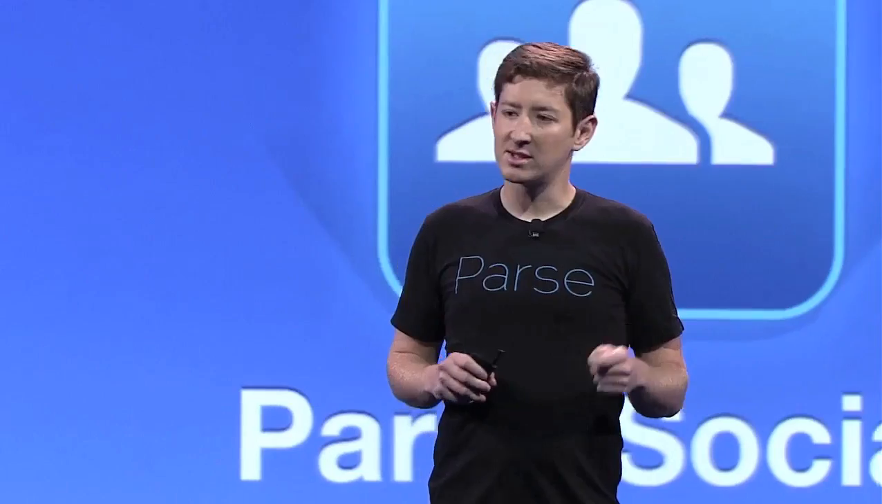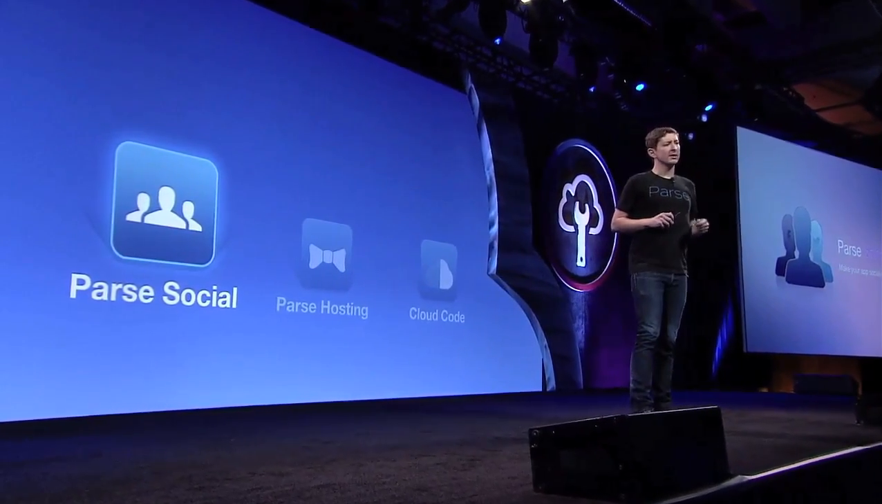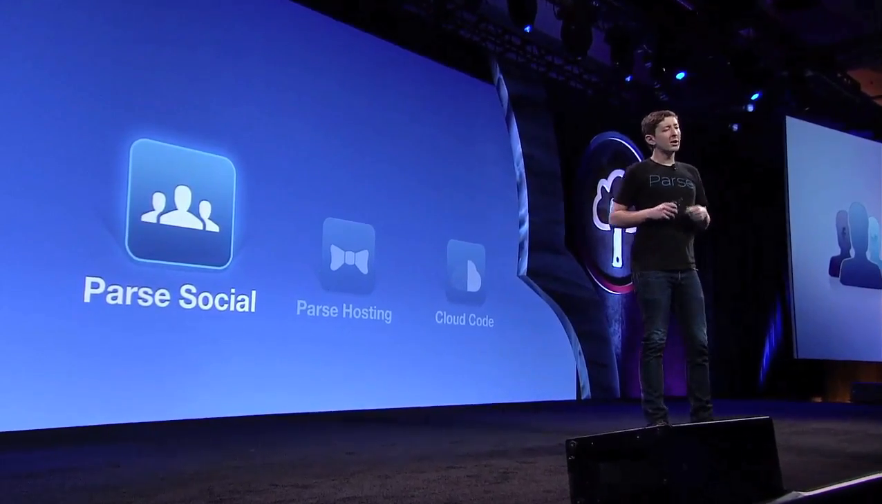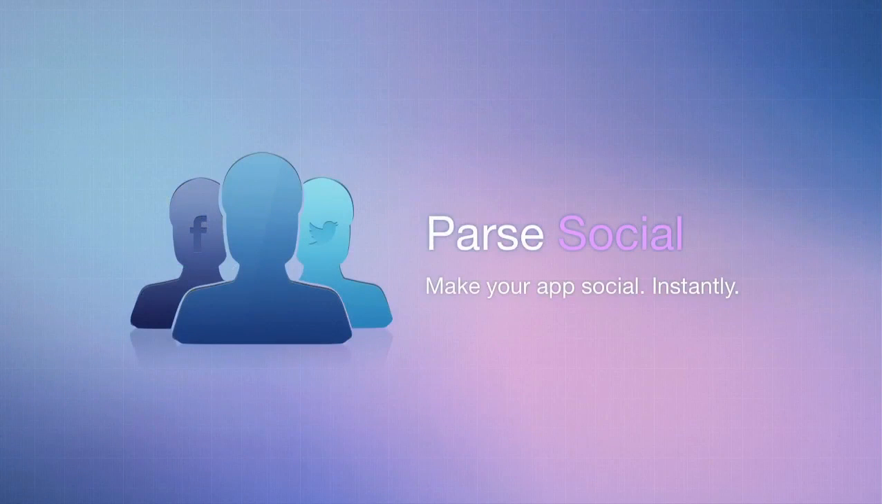On the same note, Parse Social makes it dead simple to add identity to your app. Every app needs to have a login screen. It needs to take your username and password, and potentially your Facebook or your Twitter, whatever it might be. Usually apps need to know who you are. And that's not something that you're going to differentiate on.